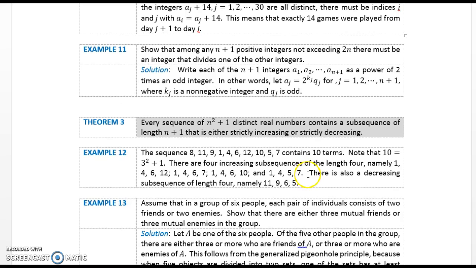Example 11. Show that among any n + 1 positive integers not exceeding 2n, there must be an integer that divides one of the other integers. Solution. We write each of the n + 1 integers a_1 through a_{n+1} as a power of 2 times an odd integer. In other words, we let a_j = 2^{k_j} q_j, for j = 1 to n + 1, where k_j is a non-negative integer and q_j is odd.